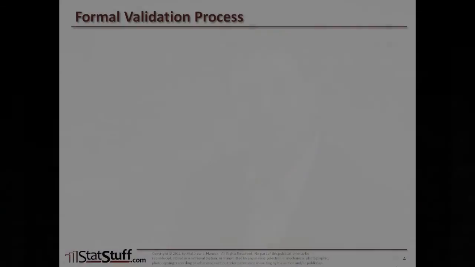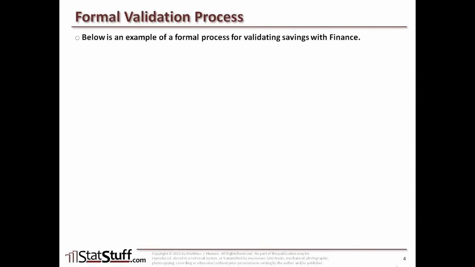Some organizations follow a formal process for validating financial savings in the business. So what I want to try to walk through here is an example of a formal process that might be used for validating savings with a finance group. And this might be for an organization that has a larger Lean and Six Sigma type of program. And when you have a project that runs through the program, like through a DMAIC methodology, then this might be an example of how you might go through the validation process with finance.